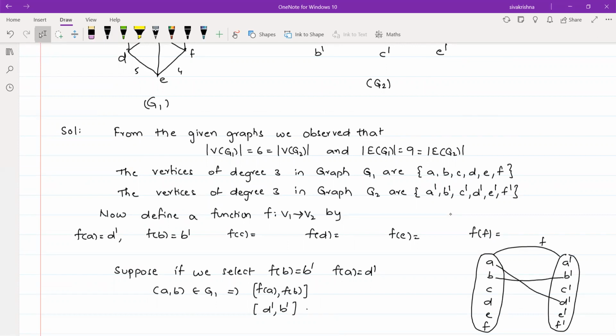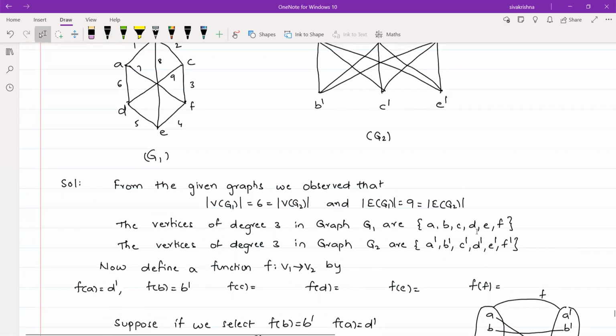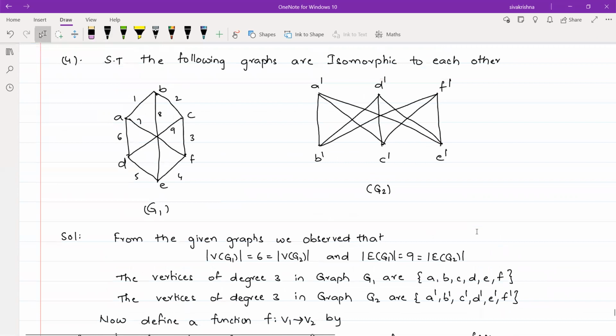After that, now we have to select the image of c by something. Whenever you select the image of b as b dash, from b dash in graph 2 we observe that we have edges from b dash to d dash, and also from b dash to f dash, and also from b dash to a dash.